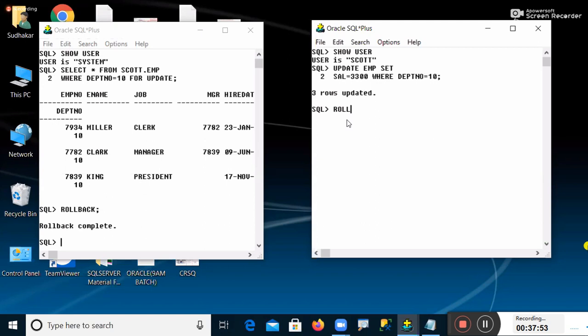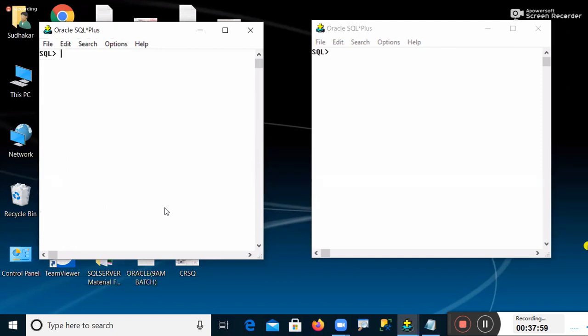Observe what happens in a deadlock situation. Again, same as before. Suppose you are doing an update operation: update Scott.emp set salary equal to 4400 where the employee number is equal to 7369. Sorry, 7369 is the employee number, not the department number.